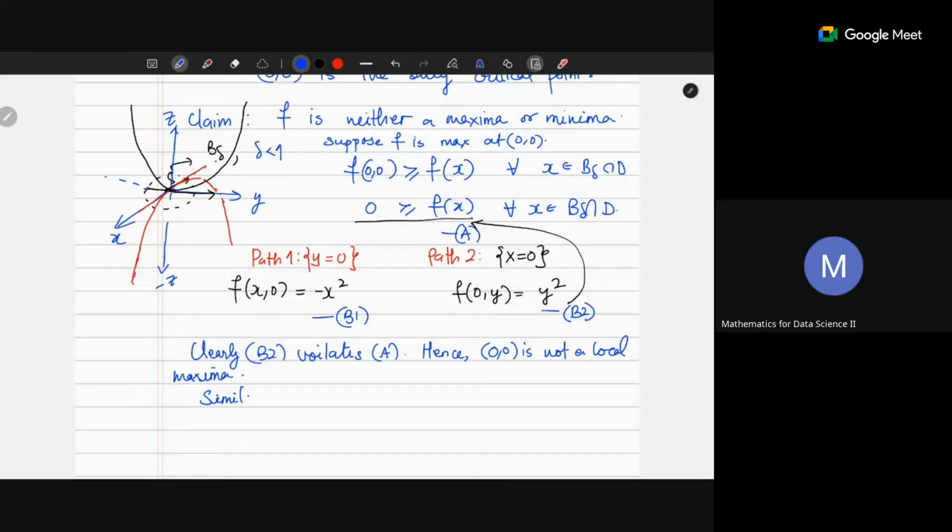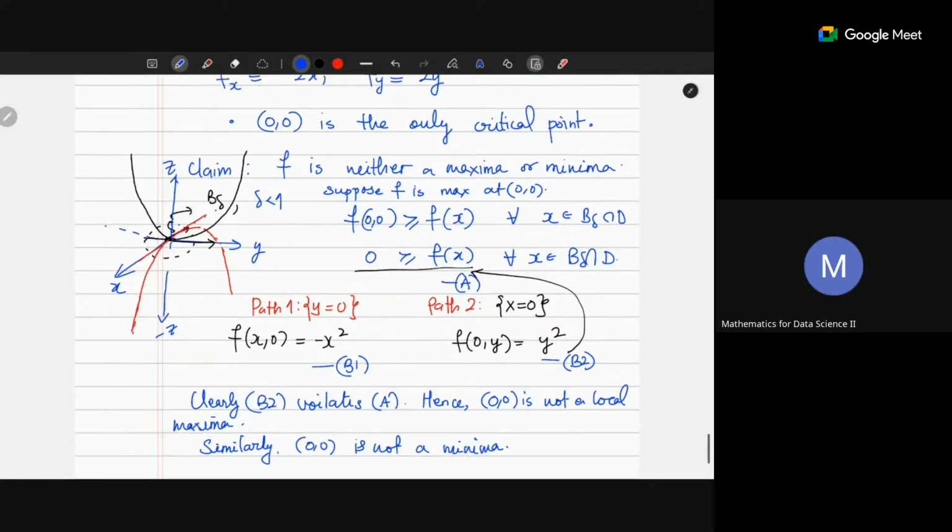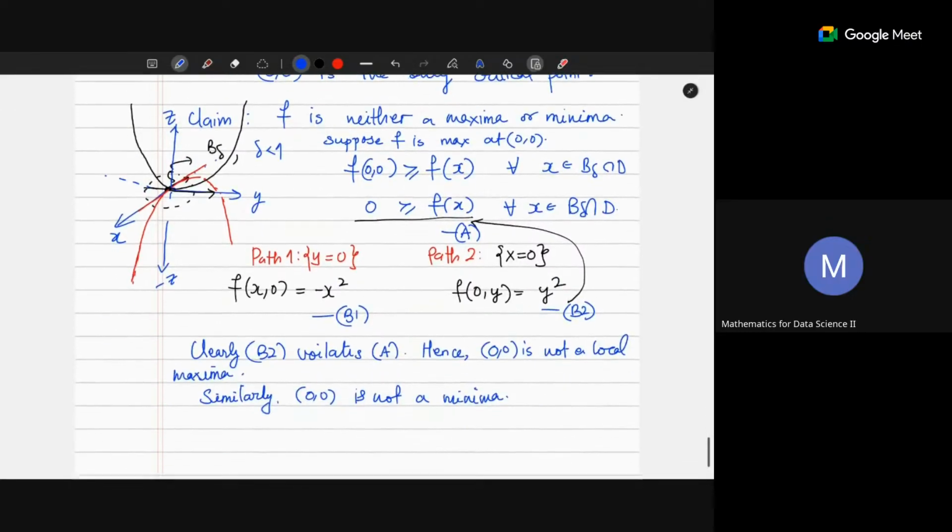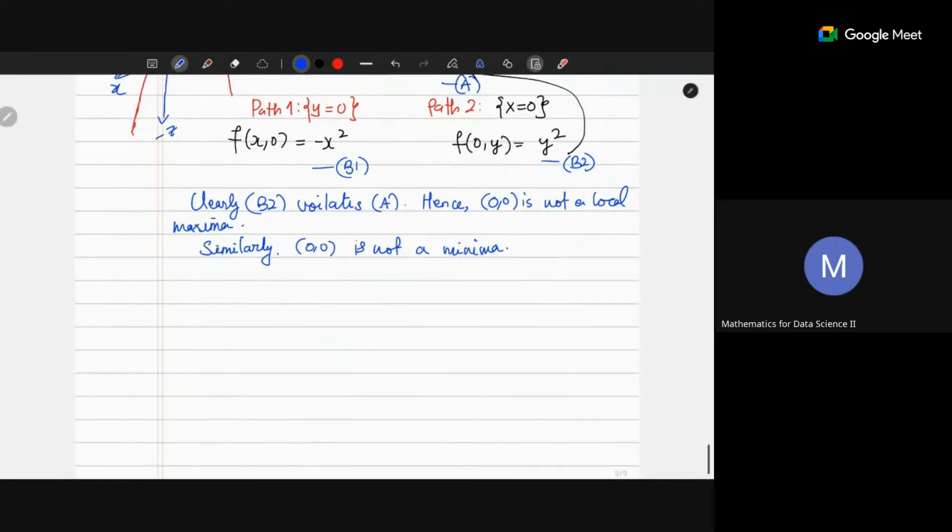Similarly, 0, 0 is not a minimum. So such points, which are neither a maximum nor a minimum, in two-variable functions are called saddle points. Such critical points, to be precise, are called saddle points. All right.